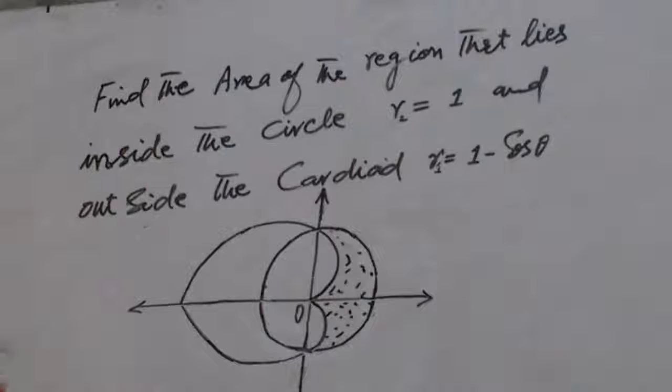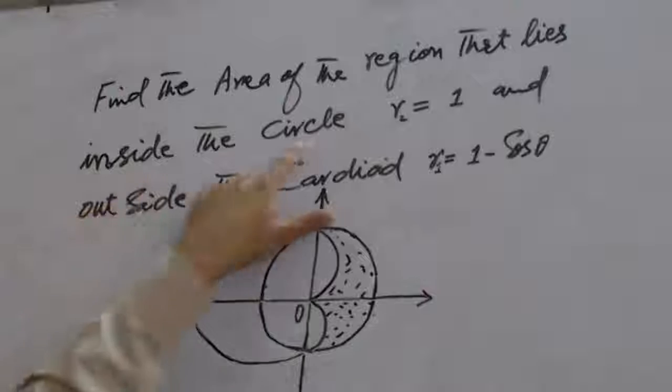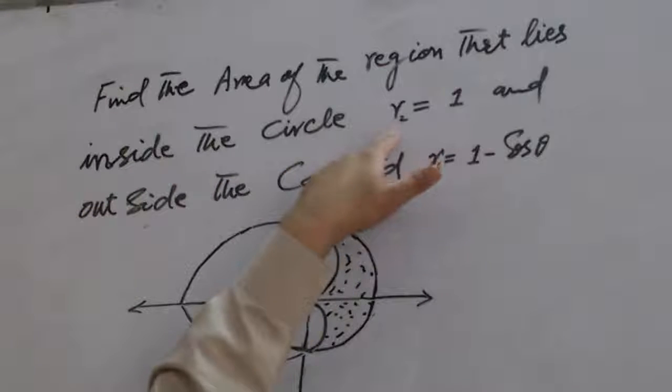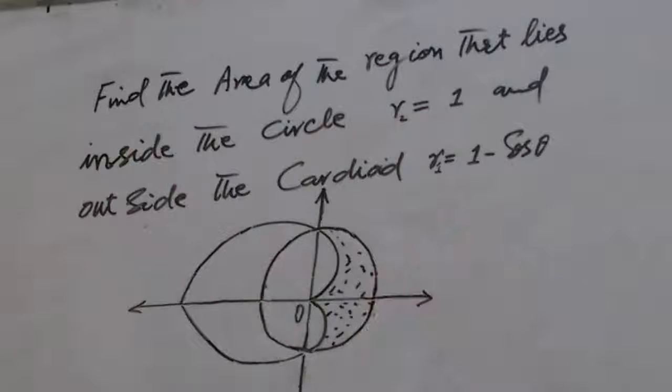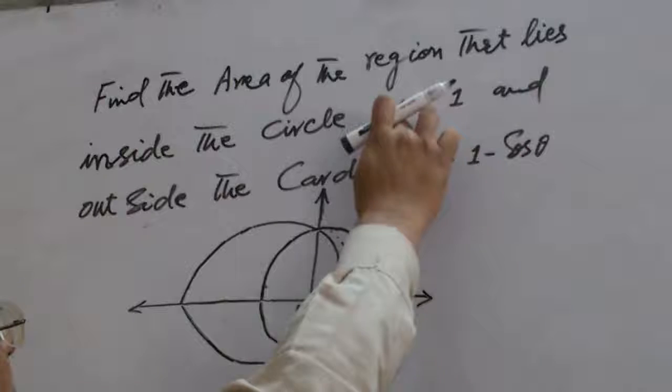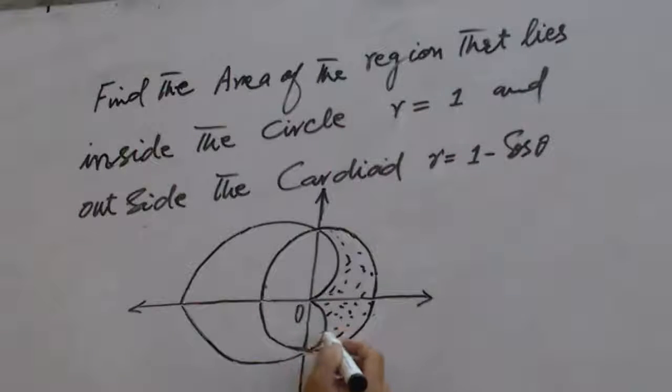Now, a question: find the area of the region that lies inside the circle r2 = 1 and outside the cardioid r1 = 1 minus cos theta. These are the curves r = 1 and r = 1 minus cos theta.